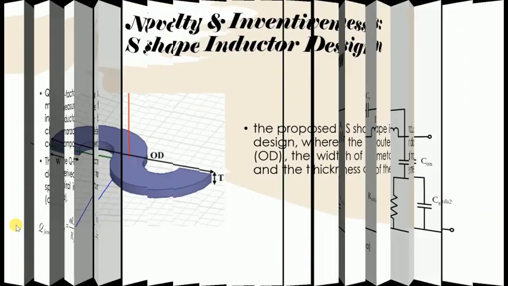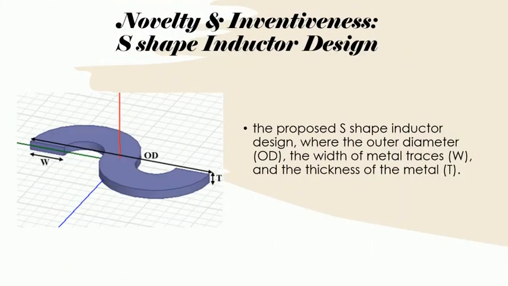So that's why we come up with the S-shaped inductor design, which can reduce the length of the inductor coils. Then it can reduce the resistance of the inductor, and then it can improve the Q factor of the inductor. This is the S-shaped inductor that we propose, which has the geometrical parameters of OD, which is outer diameter, W, which is width, and T, which is thickness.